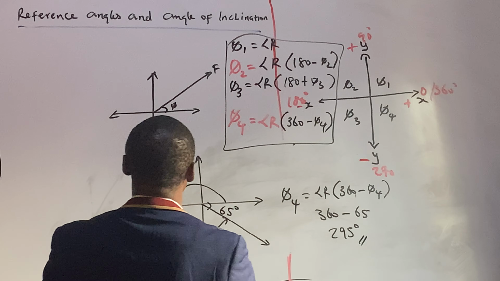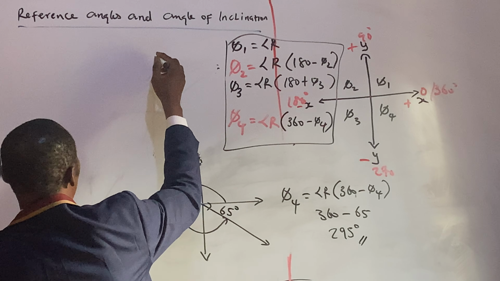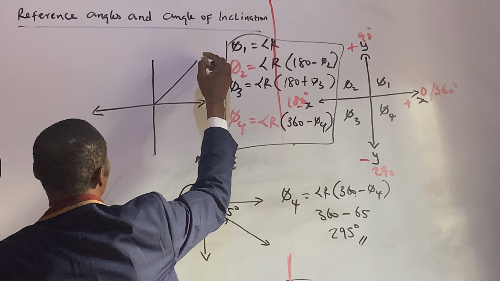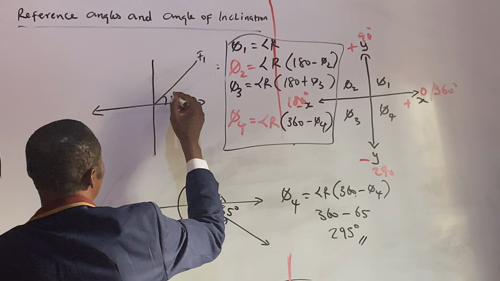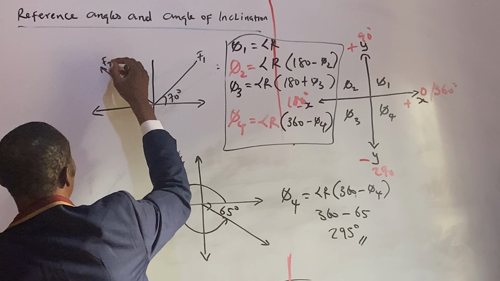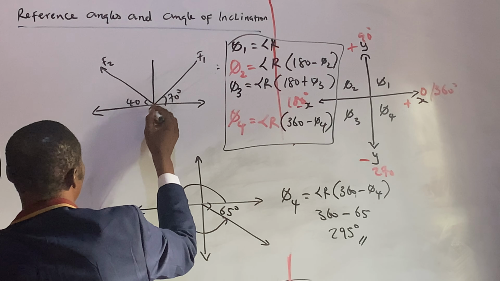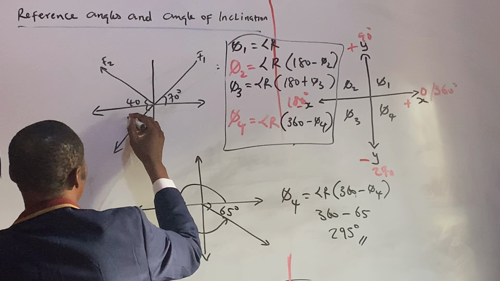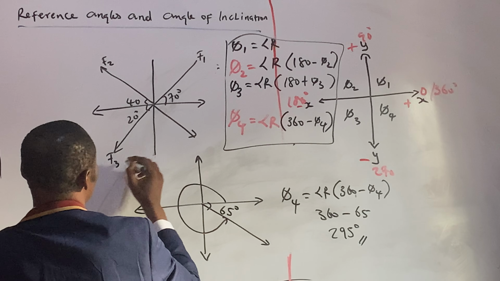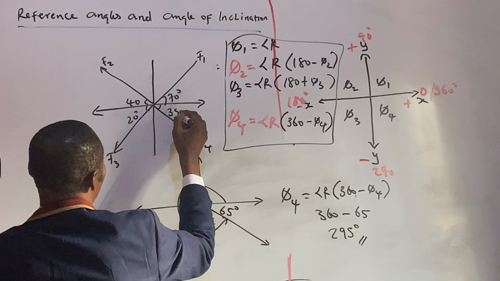Let me give you a question. Find the angle of inclination of the following forces. This is force 1. This is 70 degrees. This is force 2. This is 40 degrees. This is force 3. This is 20 degrees. This is force 4. And this is 35 degrees.